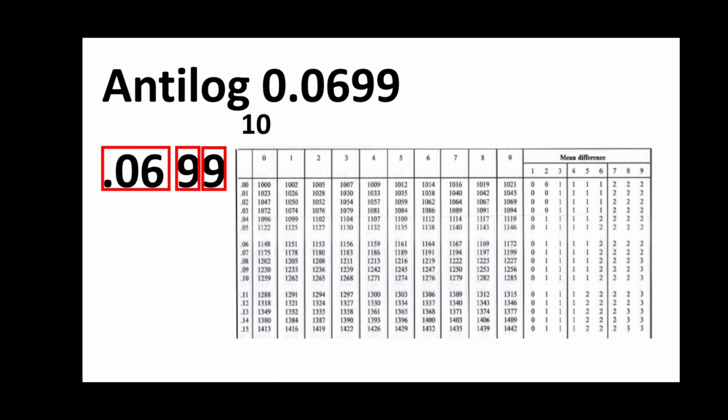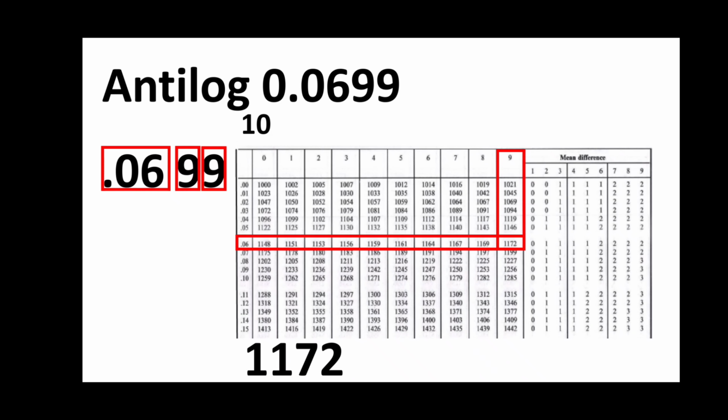Here, also like in the previous case, make three groups. The first two digits in one group along with the decimal point, which is 0.06, and the second and third groups with the next two digits, which are 9 and 9. Now in the antilog table, look for row 0.06 with column 9, and we get 1172, and note this number. Next, look for the same row and column 9 in the mean difference, and we get 2.